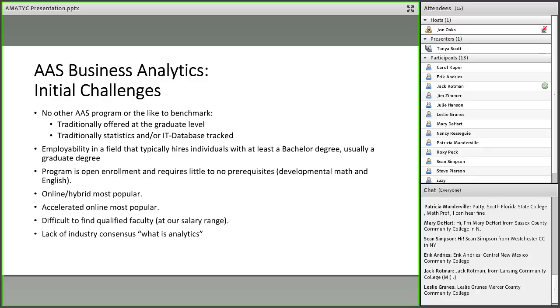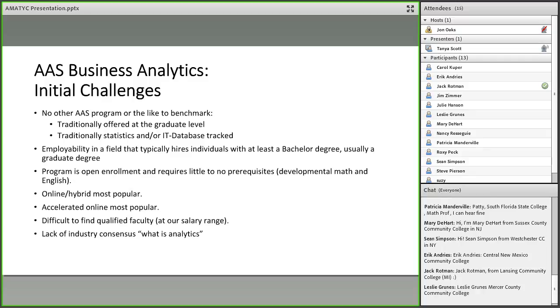And so that's a really focused, really rigorous training in analytics that would be on par with any 4-year degree, quite honestly, in offering an analytics curriculum. The program is open enrollment and requires little to no prerequisites. Like I said, developmental math and English. So students do have some uptake in our very first BAS 120 class so that they can get up to speed, so that they're capable of doing the analytics that's required in the degree.